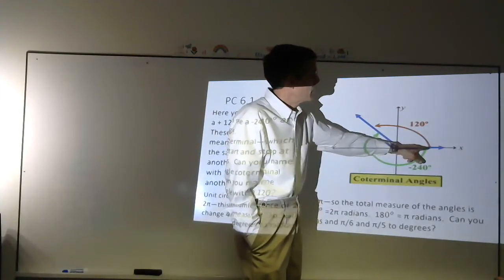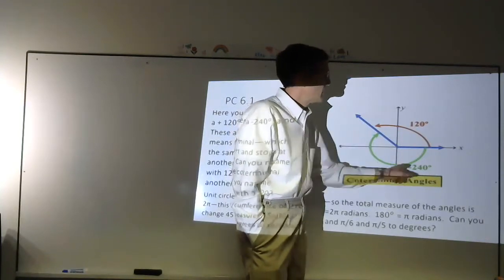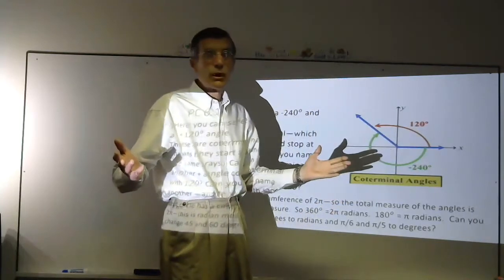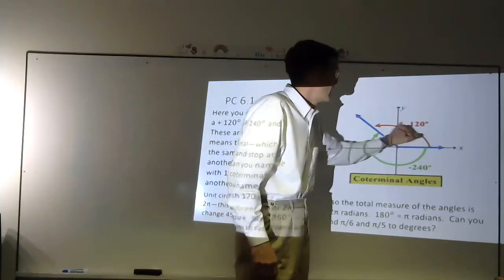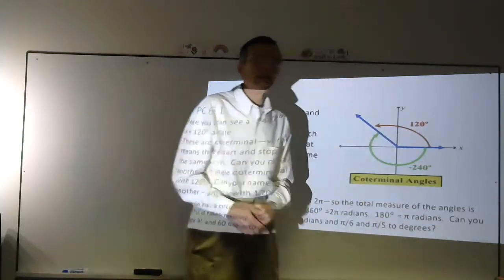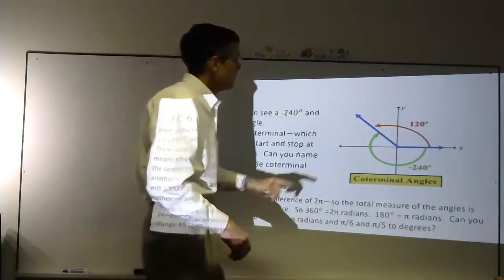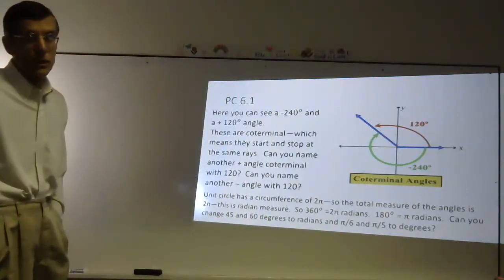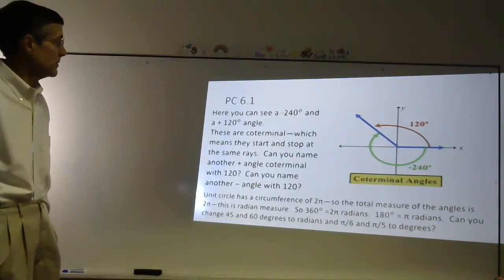But what would happen if you start here, and if you went the whole way around, make a revolution of 360, then did another 120? Wouldn't it still start here, come the whole way around, and then stop there? So 360 plus 120 is 480. 480 and 120 would be called coterminal positive angles.